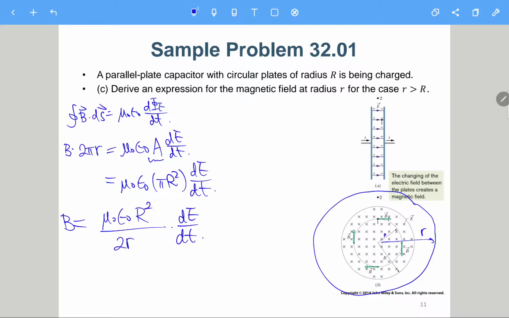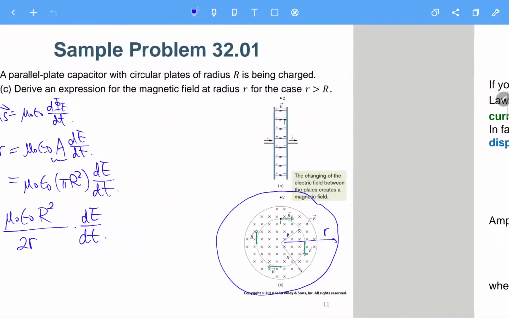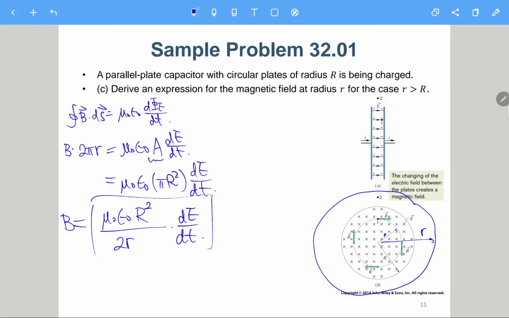Actually, I suppose we have to do some similar calculation for the original Ampere's law. So you have a similar expression like this. The only difference is that now we have this term, but at that time we have I enclosed, so you need to calculate the I enclosed for different cases, assuming the current is uniform over the wire.